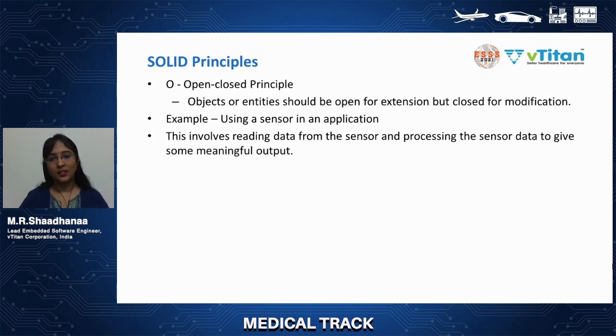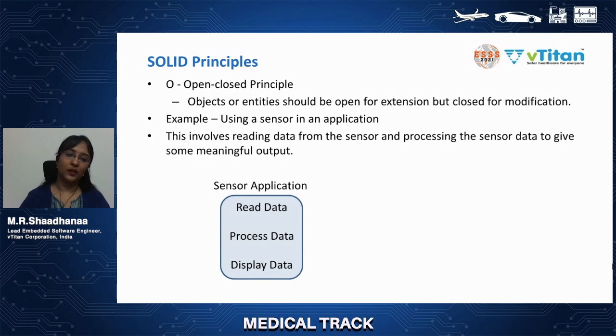But here, suddenly I was asked to add one other feature called display data. So now I'll be adding it to my read data and process data. I initially had only read data and process data, and suddenly I was to add a new feature which is displaying, and I've added it into my data. Now, has this satisfied the open close principle? No, because it should be open for extension and closed for modification, which means we should not modify the existing code and we should try to extend the existing code.